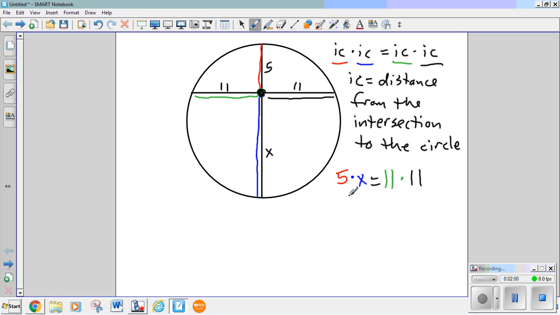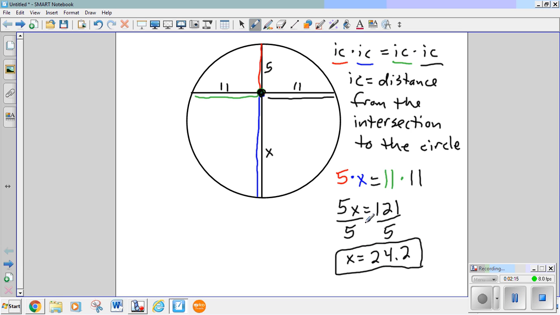To work this out, we have 5x equals 121. Divide both sides by 5, and x equals 24.2. From the intersection to the circle is IC. Do both ICs for one segment, and then that equals both ICs for the other segment.